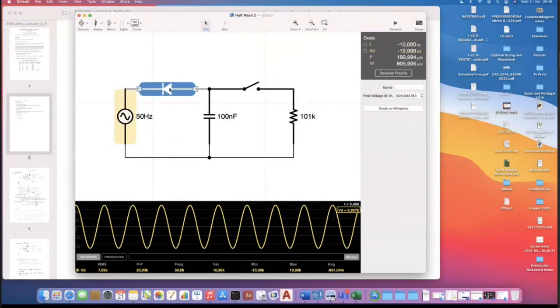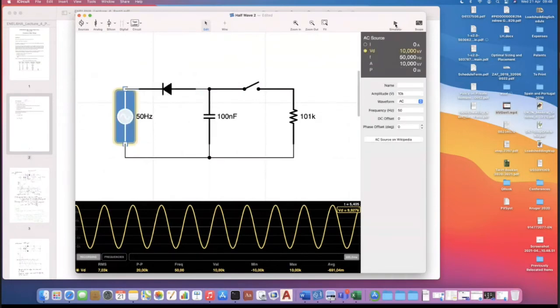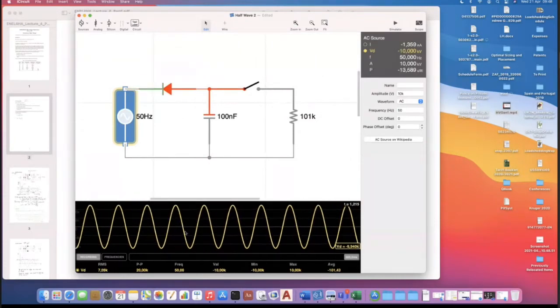We've got a diode, and then we've got a capacitor. So let's run this and just see what we're getting. Right, you're all happy that I'm getting 10 kV peak there, 7 kV RMS.